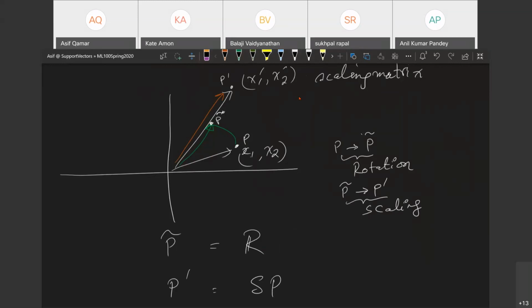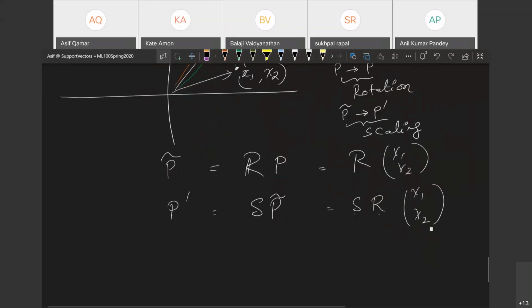Let me write it in simple terms. This is the rotation on original P, and scaling on P tilde. P prime is scaling on P tilde. And in terms of notation, this is x1, x2, and this will be equal to S times R, S matrix, R matrix, times x1, x2, right? And so what you're saying is that this will be a more complicated matrix, M. So every matrix can essentially be decomposed into pieces, atomic units of what it does to a point.